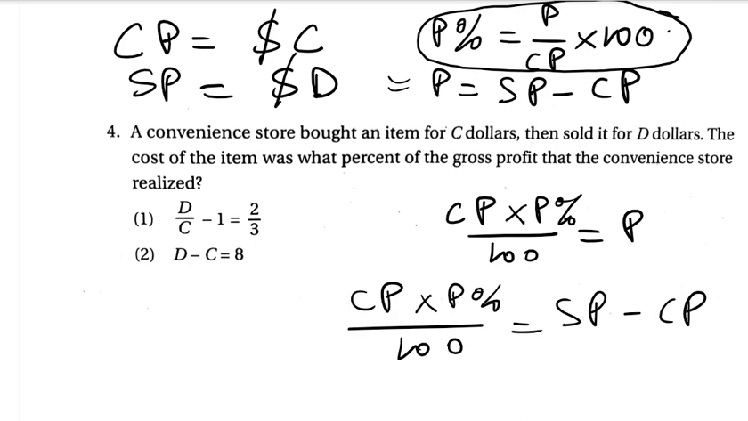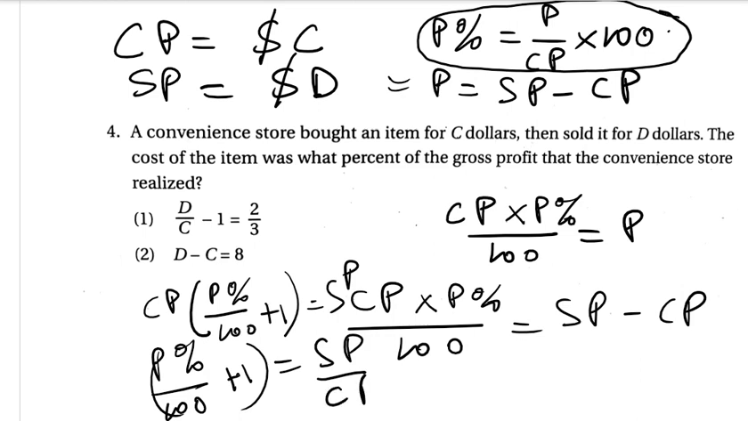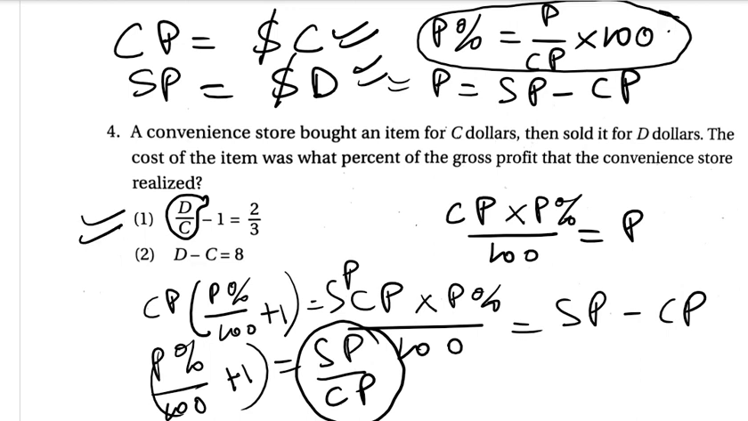Now when you bring the CP this side, so what happens? The CP gets common and you get P percent by 100 plus 1, right, is equal to SP. So P percent by 100 plus 1 is equal to SP by CP. Can you see this part, SP by CP? Look at this part. This is the SP by CP. Yeah, SP was D and CP was C. So isn't the first condition enough to prove this? You see, if you had 5 by 3 minus 1, then you are going to get 2 by 3, right?